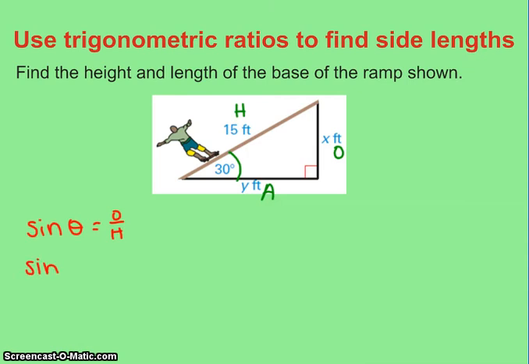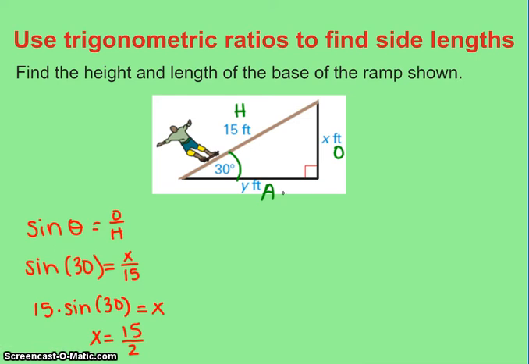So the sine of 30 degrees is equal to the opposite over the hypotenuse. So I need to multiply both sides by 15, and it does not say where to round to, so we will just leave it in the fraction form, 15 halves. If you put 7.5 there, I would take that.